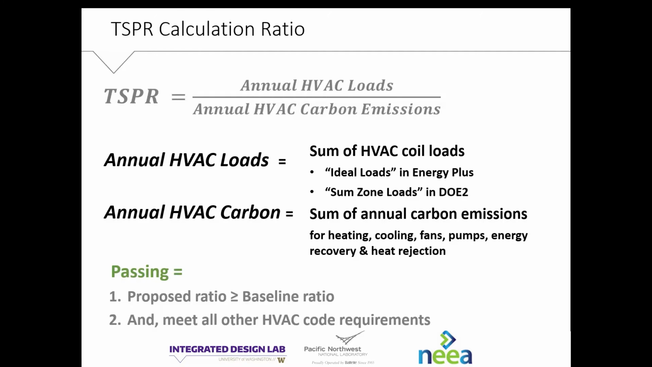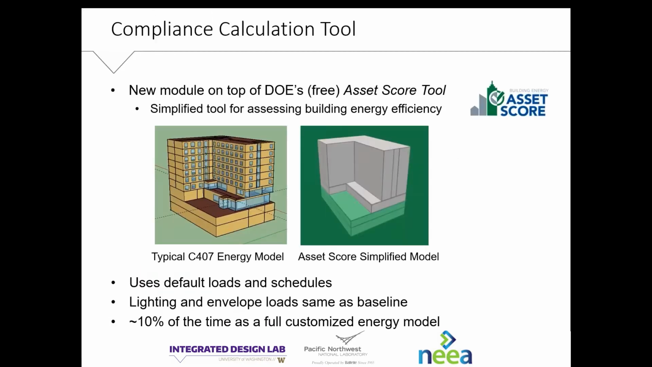In order to comply with the Washington State Energy Code, the proposed ratio needs to be greater than or equal to the baseline ratio, and the building needs to meet all other HVAC code requirements.